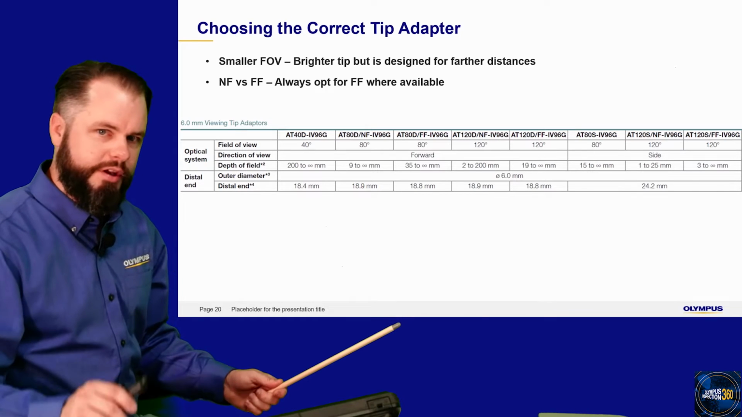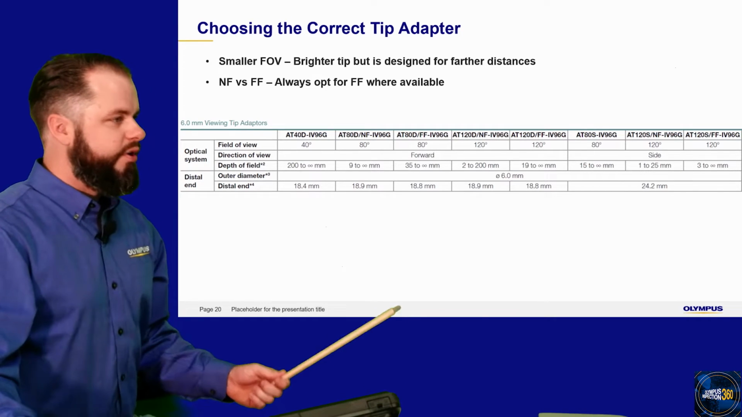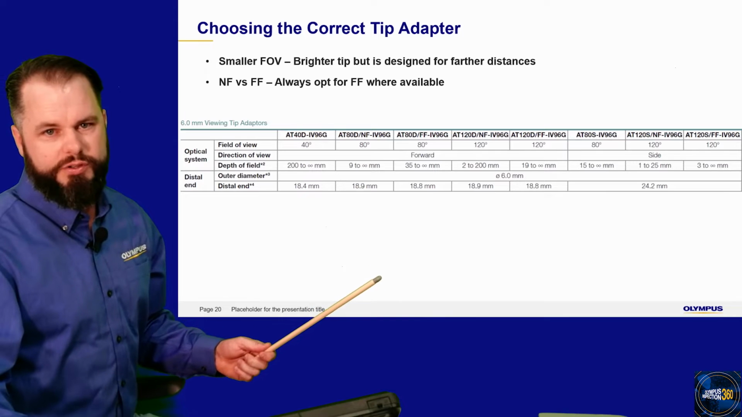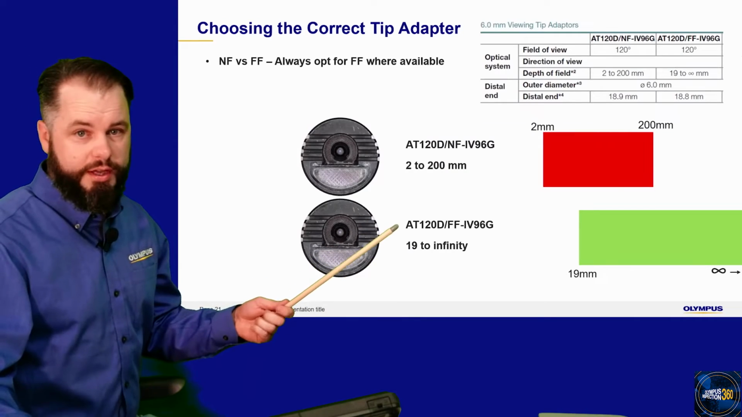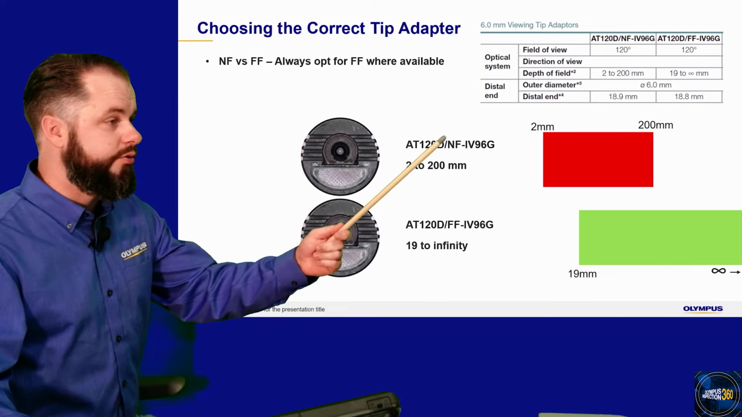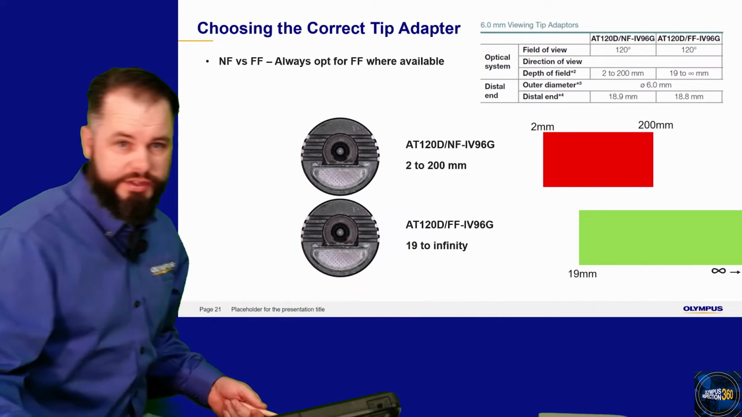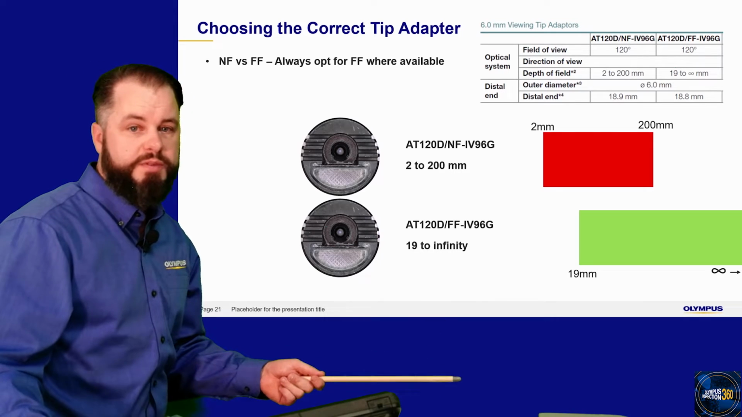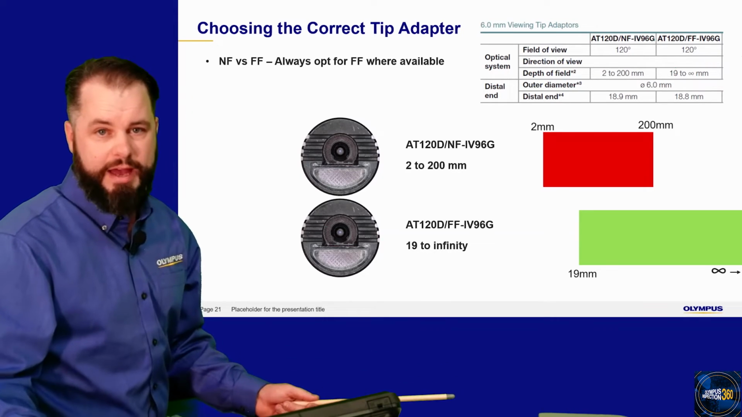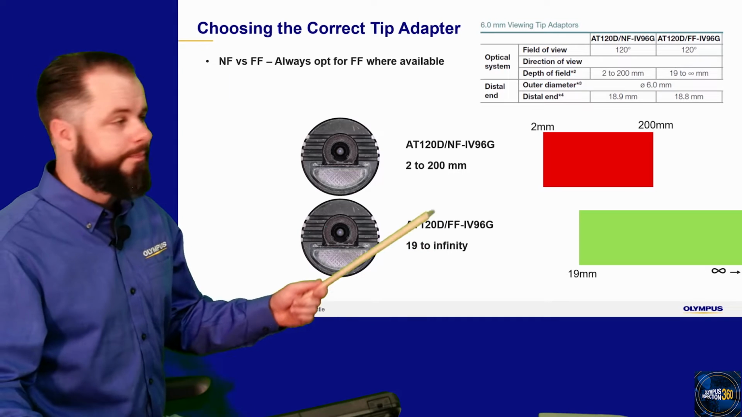So to see more of the environment is going to be helpful, which is why the 120-degree tips are more popular and common. Because of that, we're going to focus on them with regard to the differences between near and far focus tip adapters. Again, we're talking about lensing, and in video scopes that is specifically which tip adapter you have and which tip adapter you need to use.